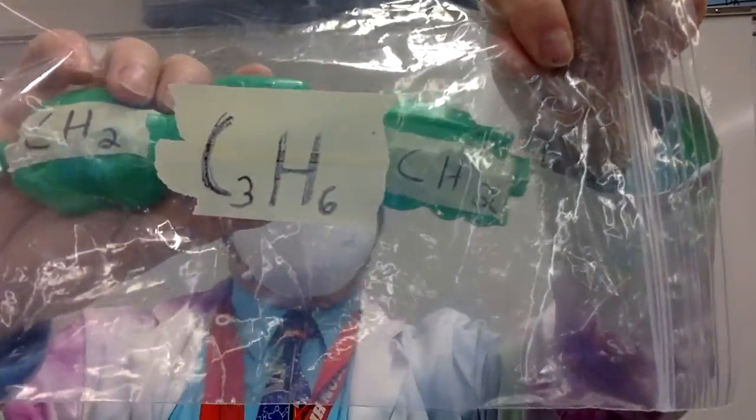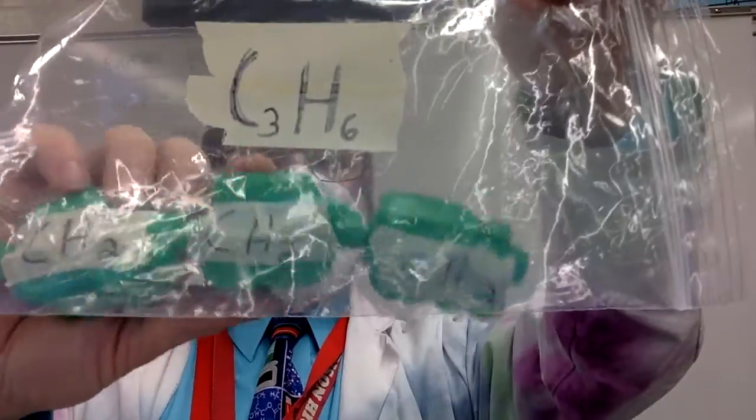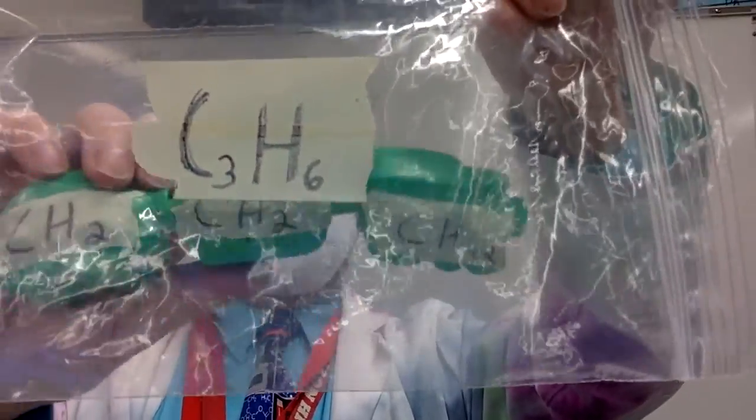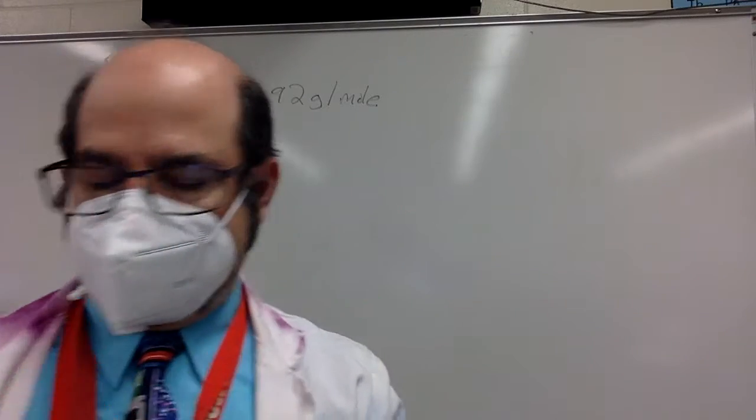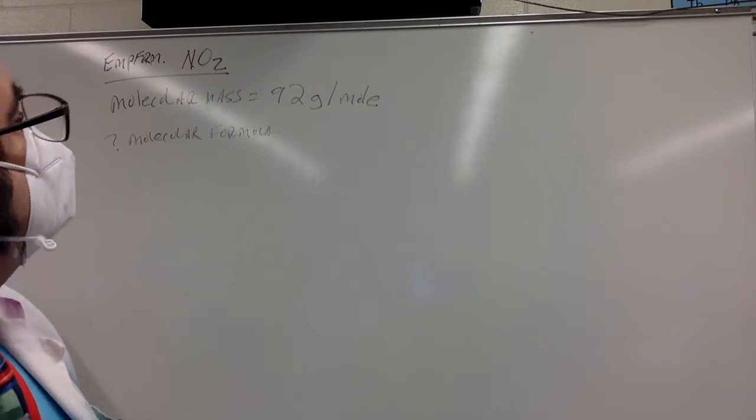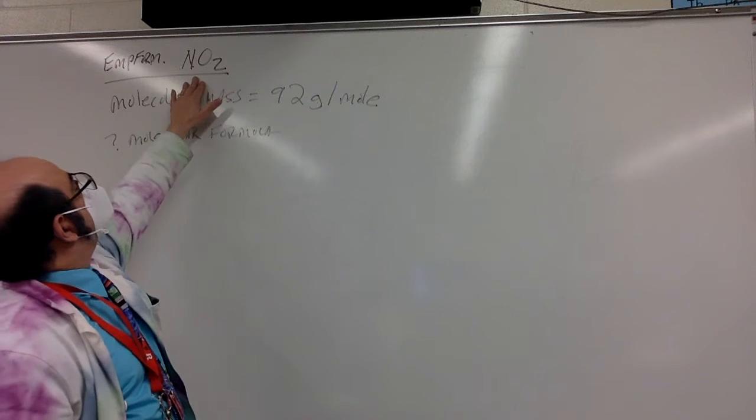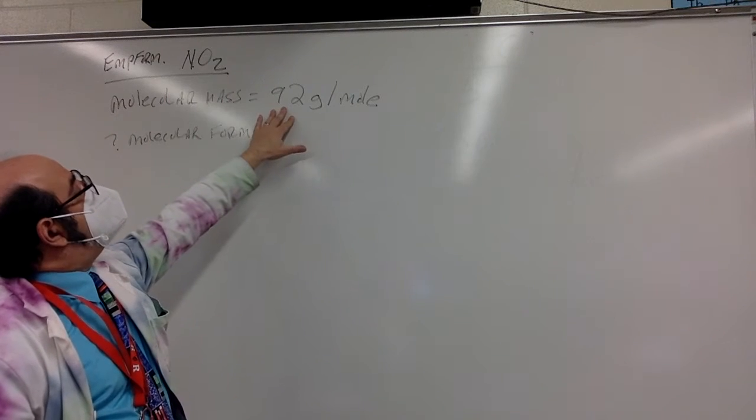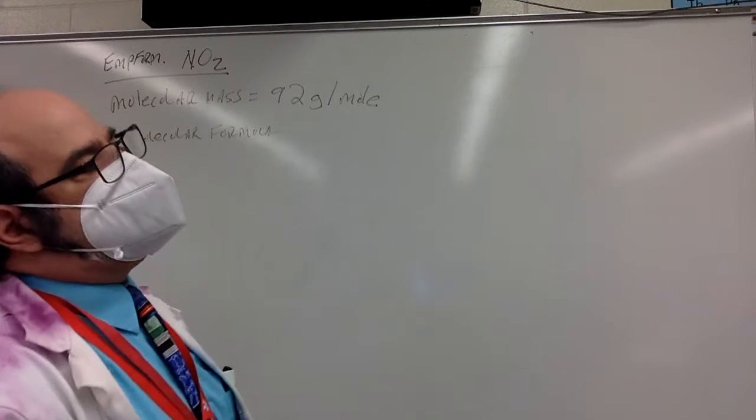There's the molecular formula. So inside C3H6, there are 3 empirical formulas. So it's a multiple of the empirical formula. So this one is the empirical formula. We want to know how many multiples make up the 92.